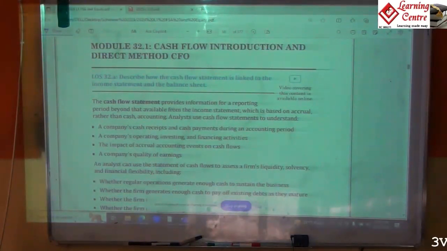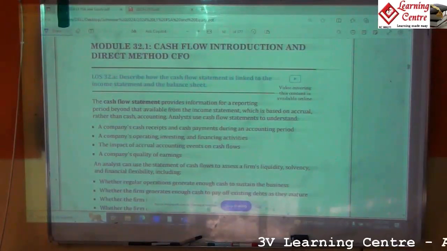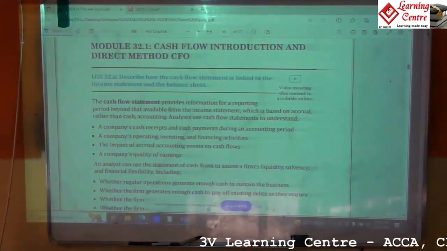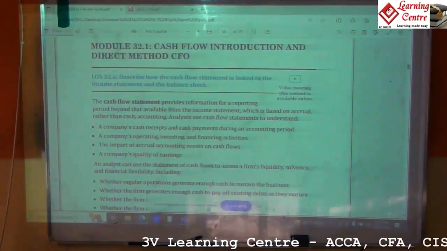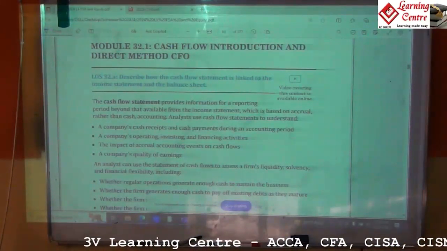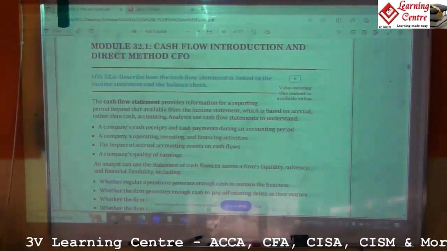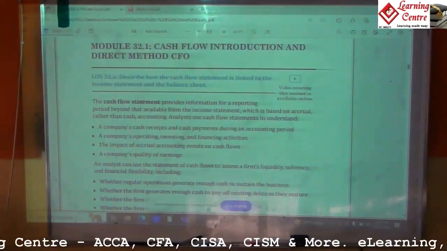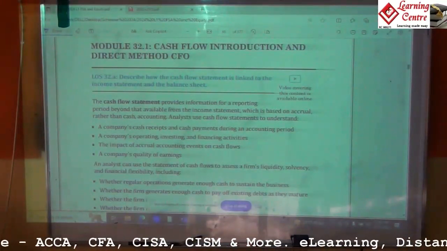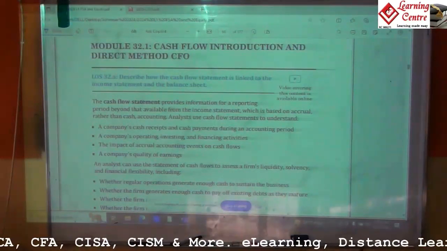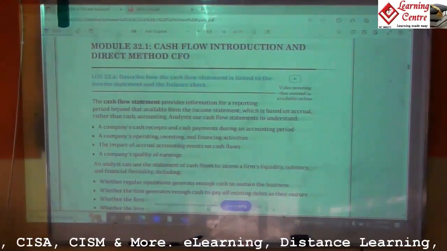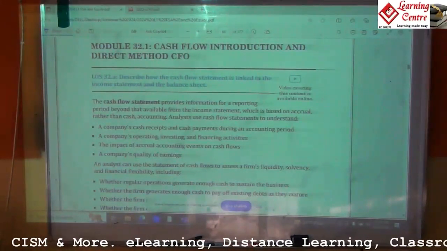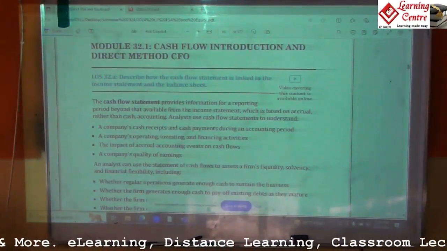So under each of these methods, we could either have operating, investing, or financing. Operating activities has to do with the day-to-day activities of the business.